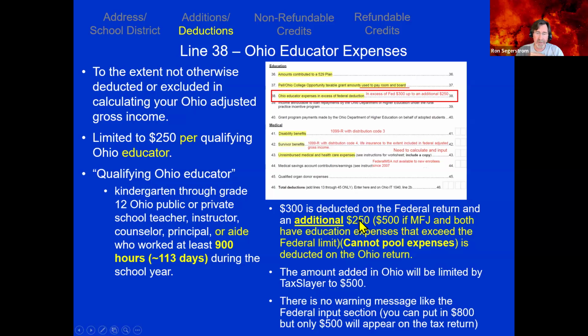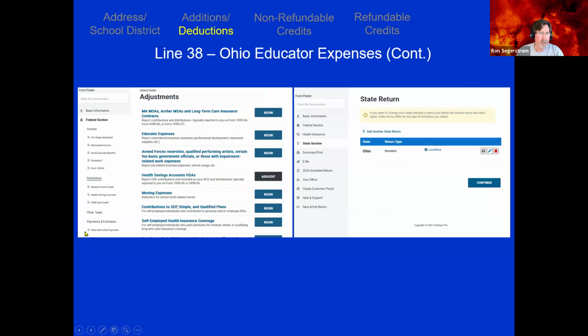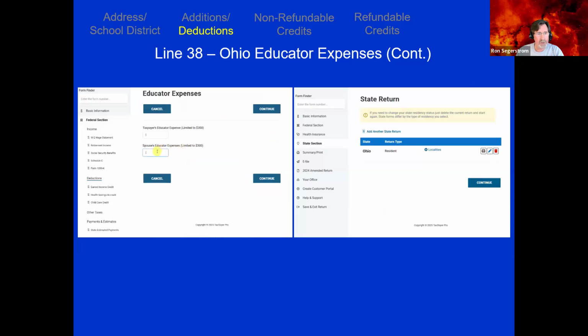But the bottom line is you can't commingle, you can't pool the expenses if one has a lot of expenses and the other one doesn't. It's just per educator up to a maximum of $500 per educator. And I'll show you here's the federal portion and where that goes. And I'll show you, I try to enter $550 and it gives an error. So it does not allow you to proceed unless you have $300 or below in the federal portion.